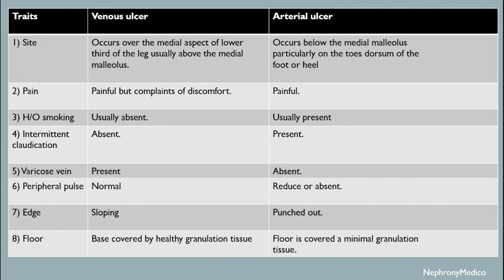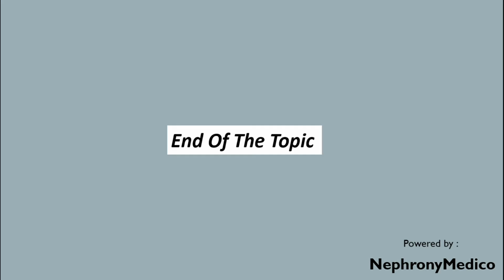Peripheral pulse is normal in venous ulcer but reduced or absent in arterial ulcer. The edge is sloping in venous ulcer but punched out in arterial ulcer, and the floor is covered by healthy granulation tissue in venous ulcer, but minimal granulation tissue covers the floor in case of arterial ulcer. End of the topic.